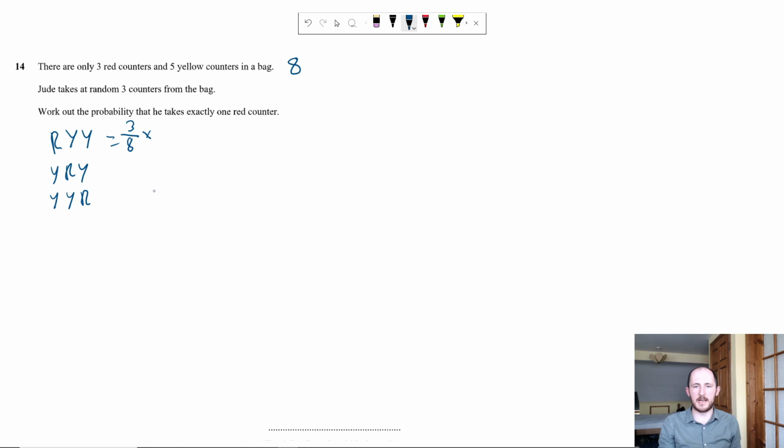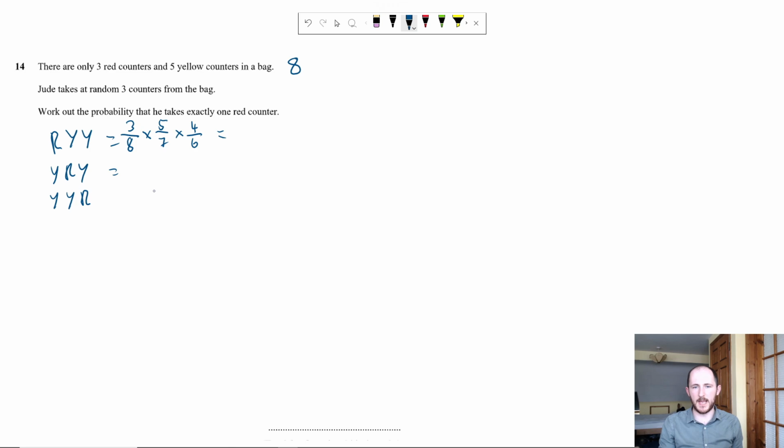Then he takes one red counter out, but the number of yellows is the same, so that'd be 5 out of 7. And then it'd be 4 out of 6, because he takes a yellow counter out and we're still asking for yellow. And that will equal something. And I'll show you at the end why they actually all add up to the same thing.